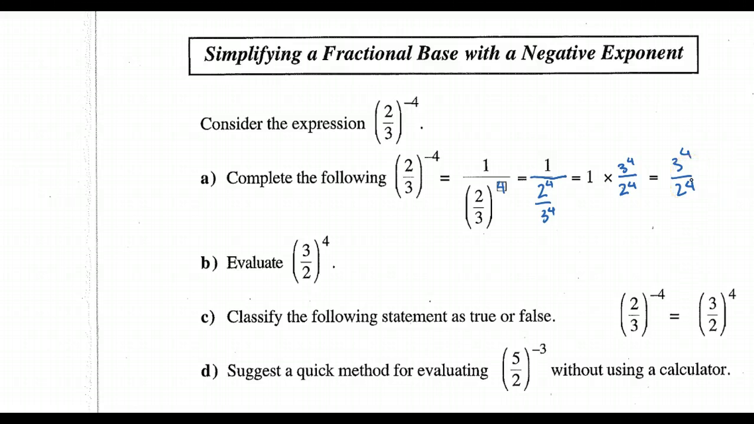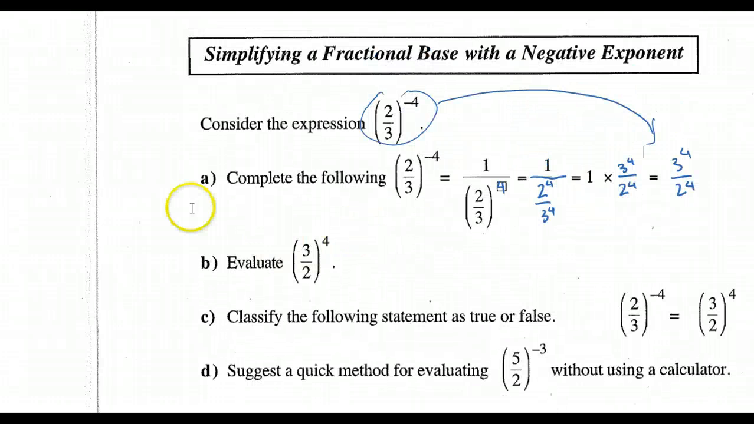So let's go full circle here and see what happens. We started off over here, and we ended up over here. So let's look at what happened. Well, I had 2 over 3. Now I have 3 over 2. And they both have the exponent 4. So what does the negative exponent do? It flips your fraction around. Let me see if that's the rule. Yeah, the rule's in the bottom here, so we'll get there in a second.